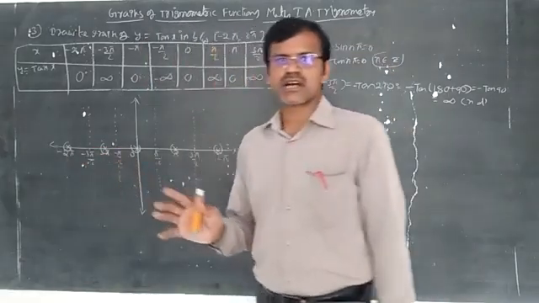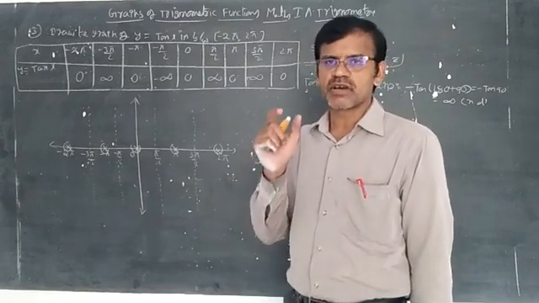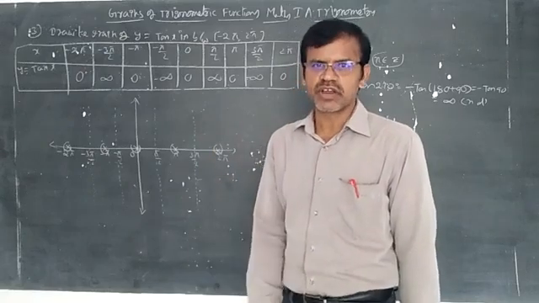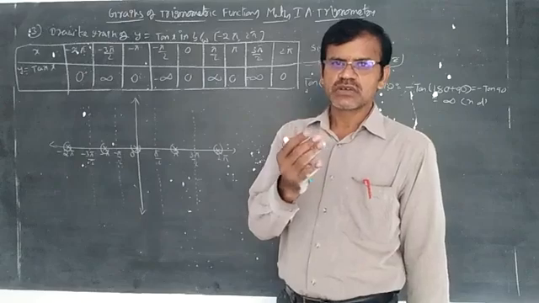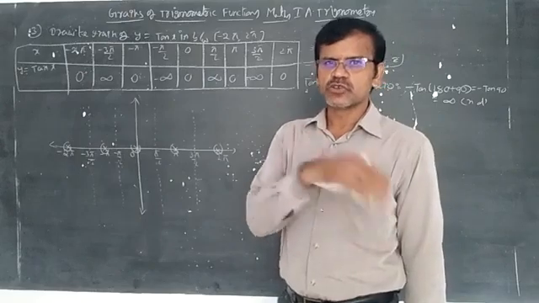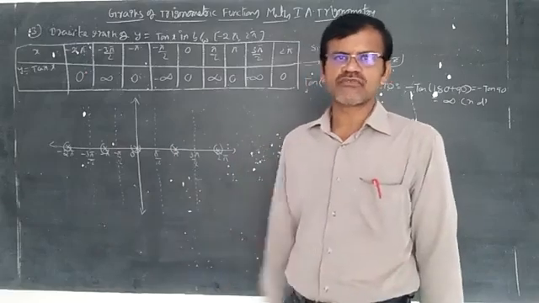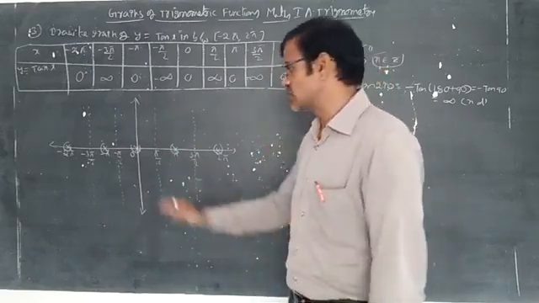But for sin x and cos x, even though plenty of values exist between two consecutive intervals, the range should be minus 1 and 1. The sin x cannot decrease below minus 1 and cannot increase above 1. So minus 1 and 1 is the limit of sin x and cos x, but there is no limit for tan x.